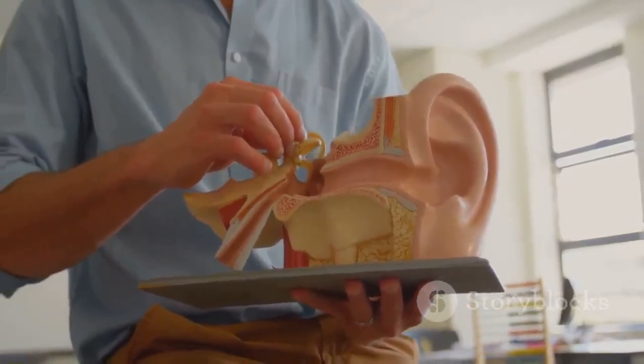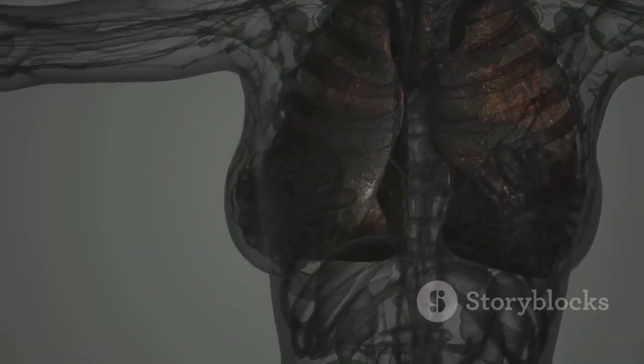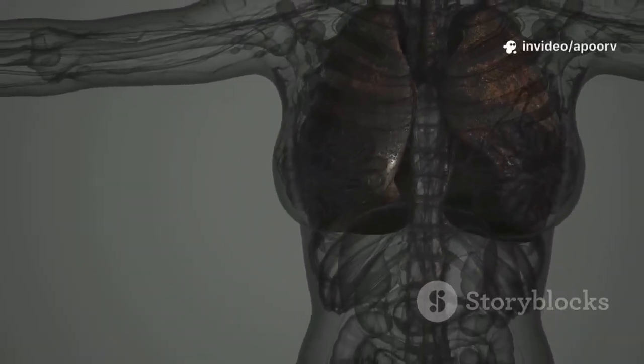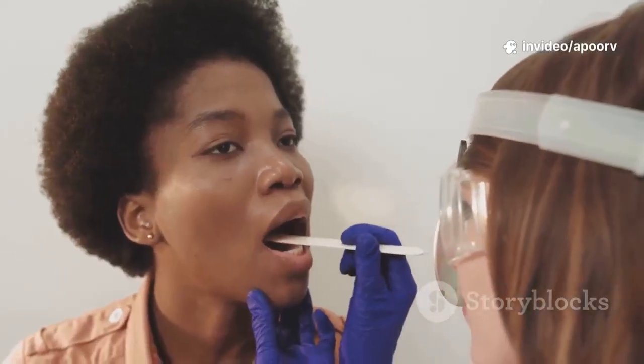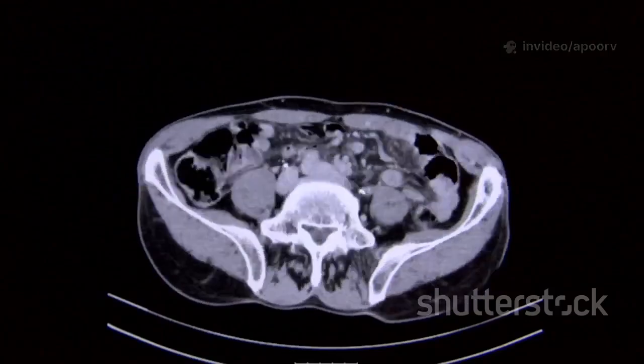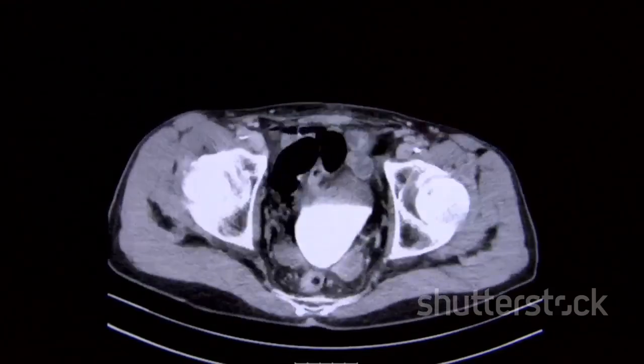From the nose, the air moves down into the pharynx, which is the part of your throat behind your mouth and nasal cavity. The pharynx is a clever crossroads, as it serves both the respiratory and digestive systems. It's the shared pathway for the air you breathe and the food you swallow. It then divides into the esophagus, the tube to your stomach, and the larynx.